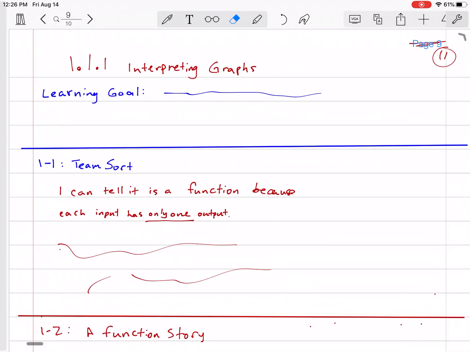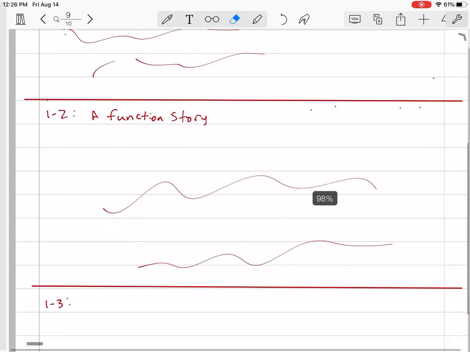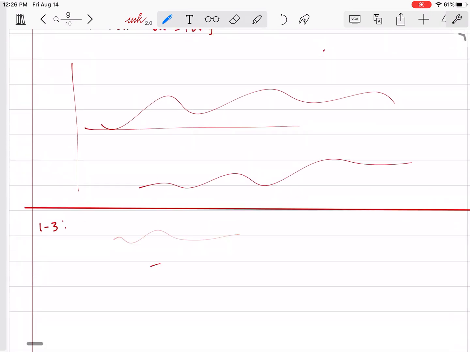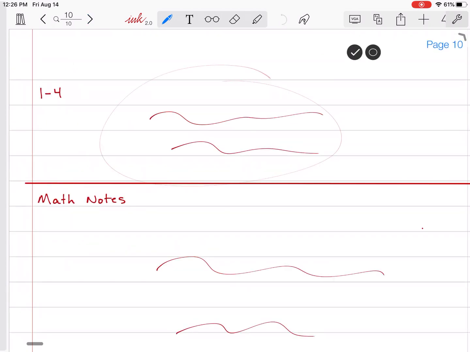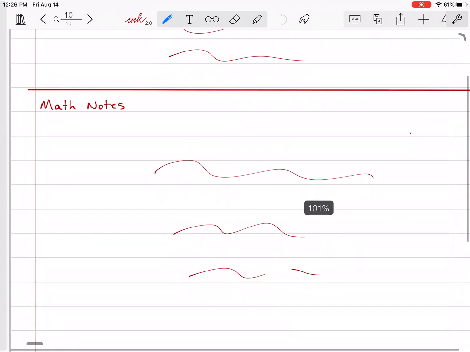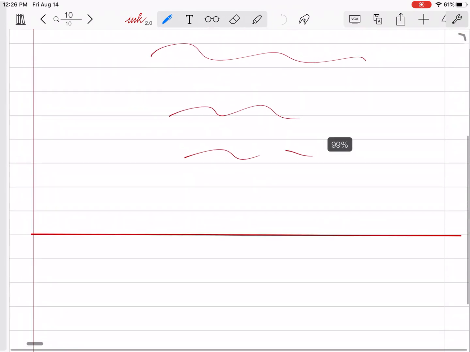Here we are at our notebook. We started on page 11. You wrote your learning goal. We had the team sort, function story. You wrote your stuff there for that, hopefully. I think this was like a graph. You should have written your story here for 1-3. For 1-4, we answered the question, and hopefully you wrote your response in there. Next is where you would write your math notes. So this whole section should either have your written math notes or your cutout page of the math notes.